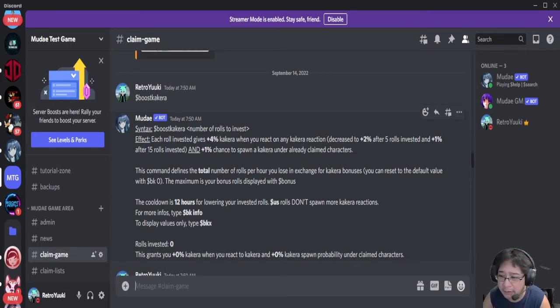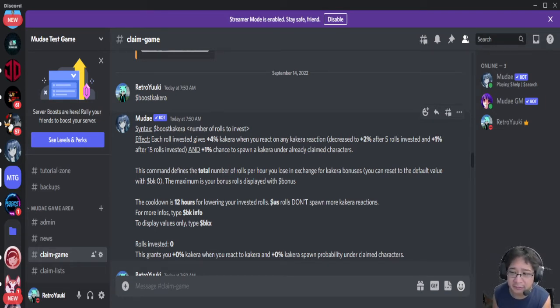So how do you get bonus rolls though? Bonus rolls are actually earned through the use of Kakera loots or $KL. Now, if you want a tutorial about Kakera loots, make sure you check out the card in the top right corner, because that's going to be your Kakera loot tutorial. I actually did one of those last year.